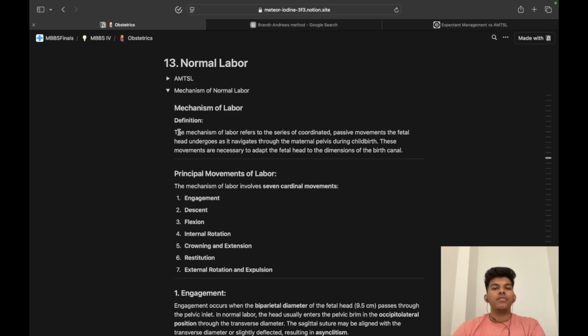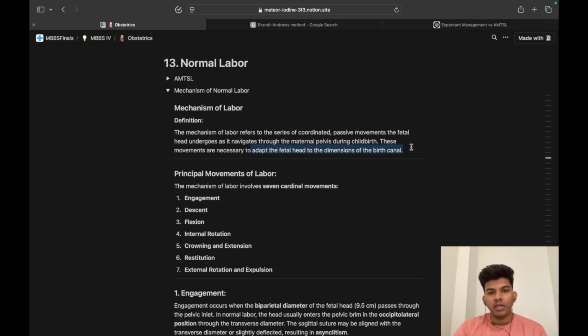Mechanism of labor refers to the series of coordinated passive movements, meaning not active, passive, they just happen. These are the passive movements the fetal head undergoes, the movements of the fetal head as it navigates through the maternal pelvis during childbirth. These movements are necessary to adapt the fetal head to the dimensions of the birth canal. So the fetal head should pass nicely through the birth canal, and these movements help in achieving that.